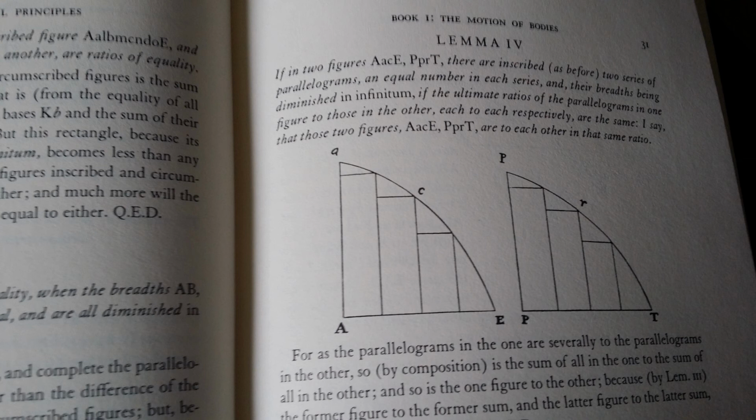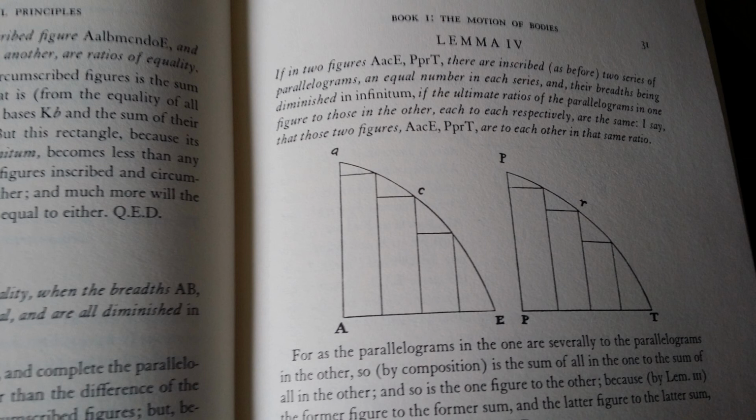Corollary. Hence, if two quantities of any kind are divided in any manner into an equal number of parts, and those parts, when their number is augmented and their magnitude diminished in infinitum, have a given ratio to each other, the first to the first, the second to the second, and so on in order, all of them taken together will be to each other in that same given ratio.